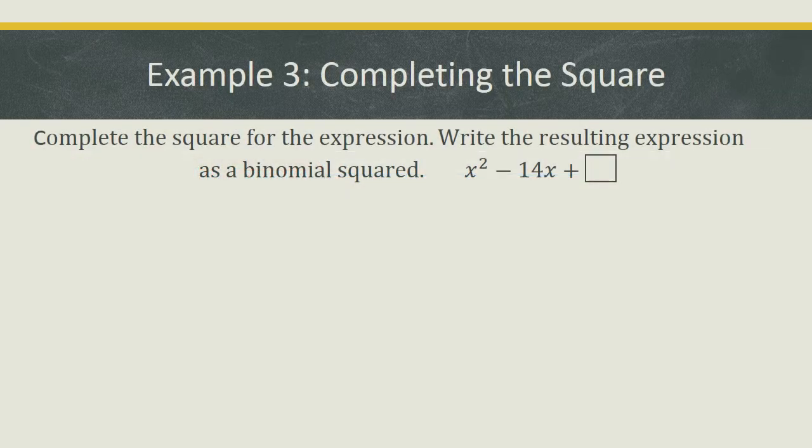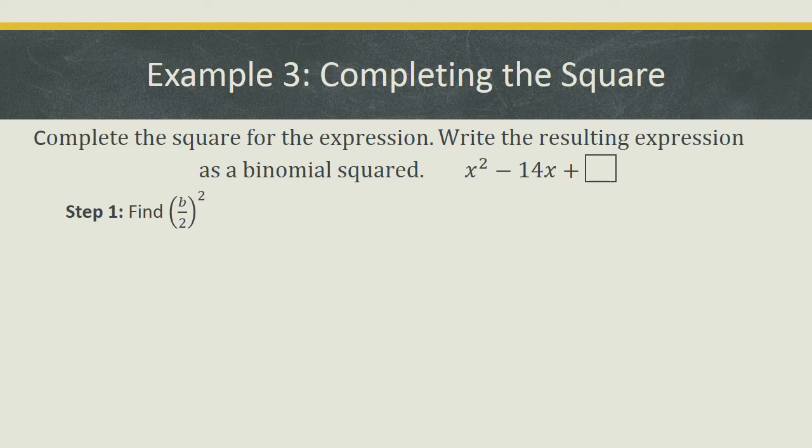So we're going to complete the square for the expression. I'm going to write the resulting expression as a binomial squared. You know from definitions, binomial, two terms. So x squared minus 14x plus blank. So we're going to fill in the blank. First step, we need to find b over 2 squared.